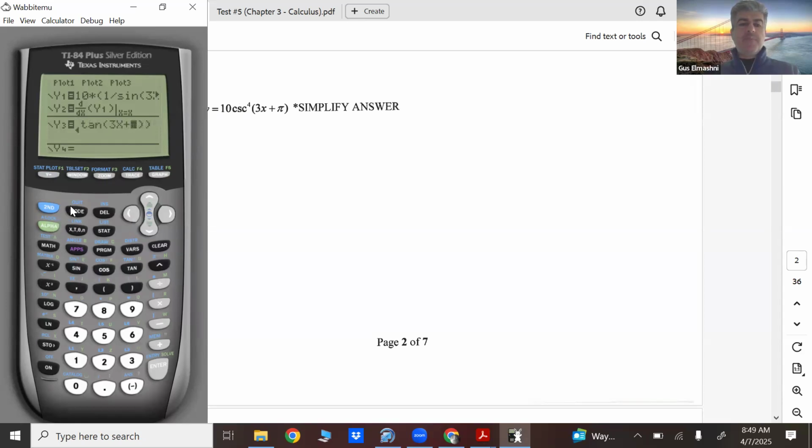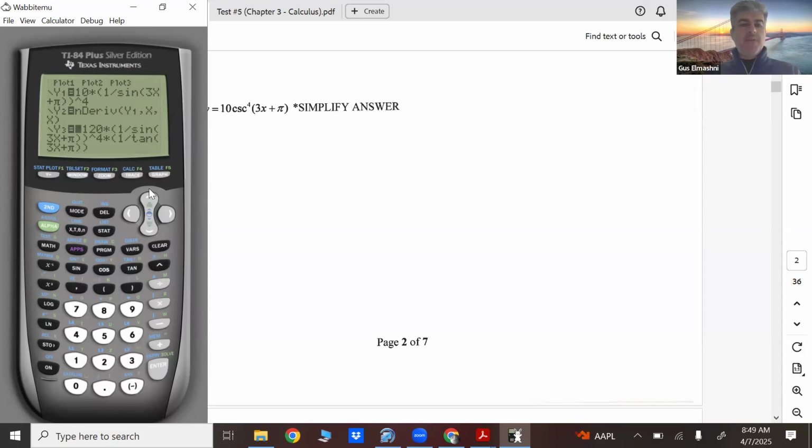So let's go back to mode one more time. It was taking longer than I thought. But here we go. Oh, I got the negative. I'm good. Because I got 1 over sine raised to that, 1 over tangent. Yep.